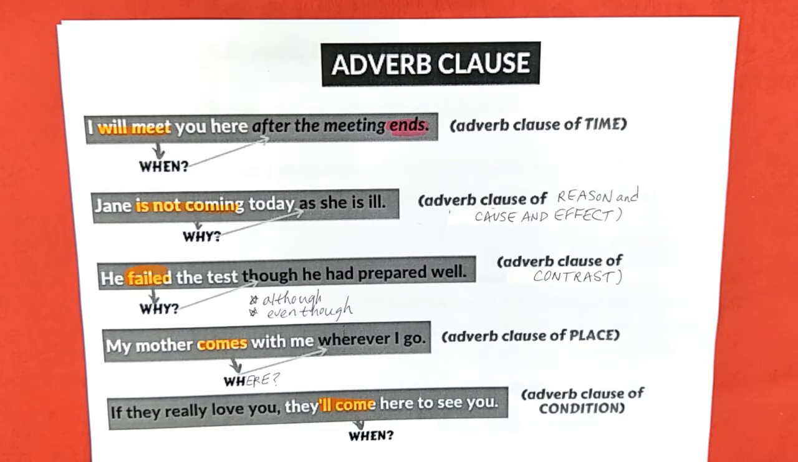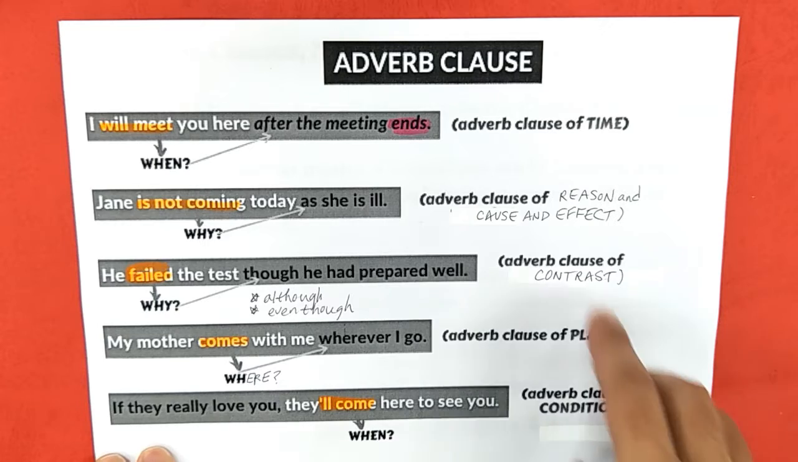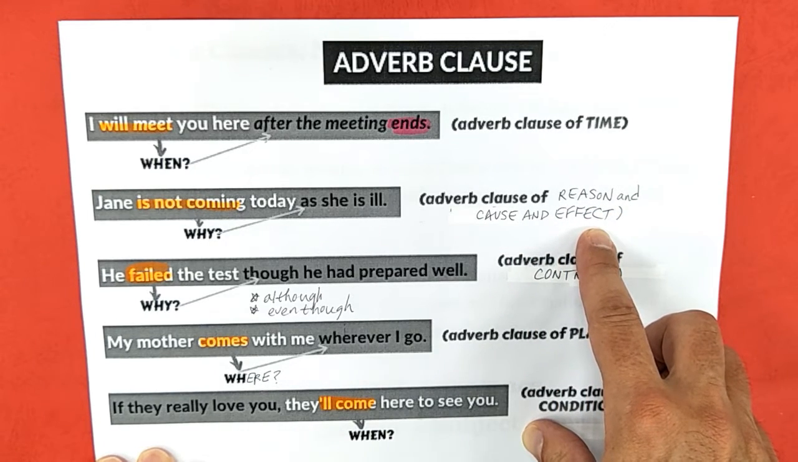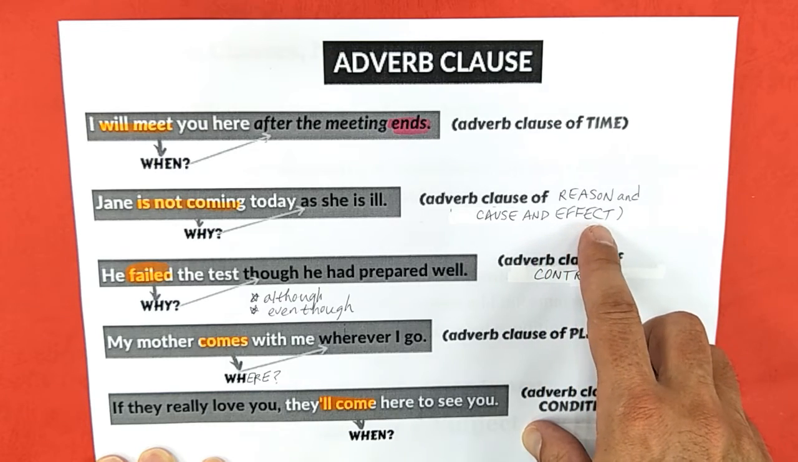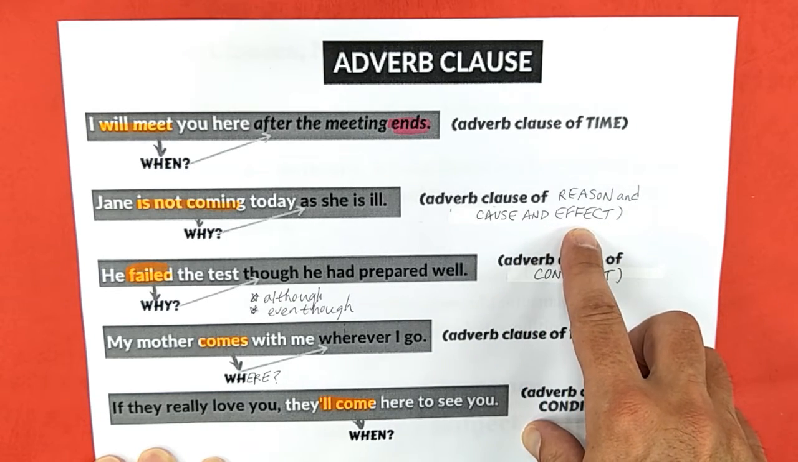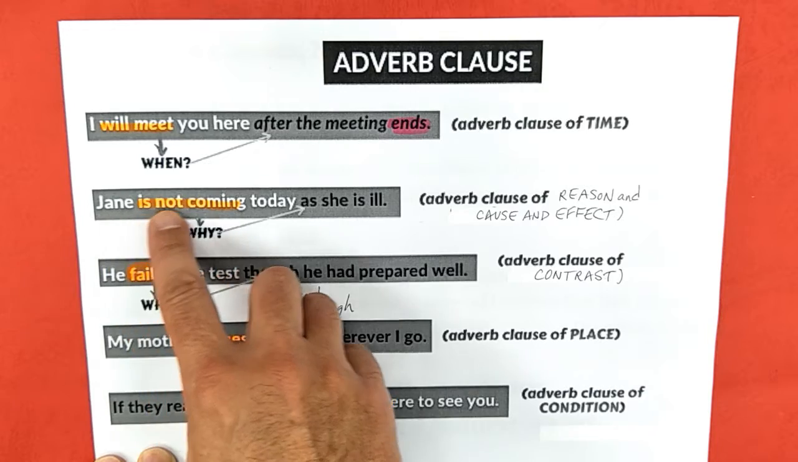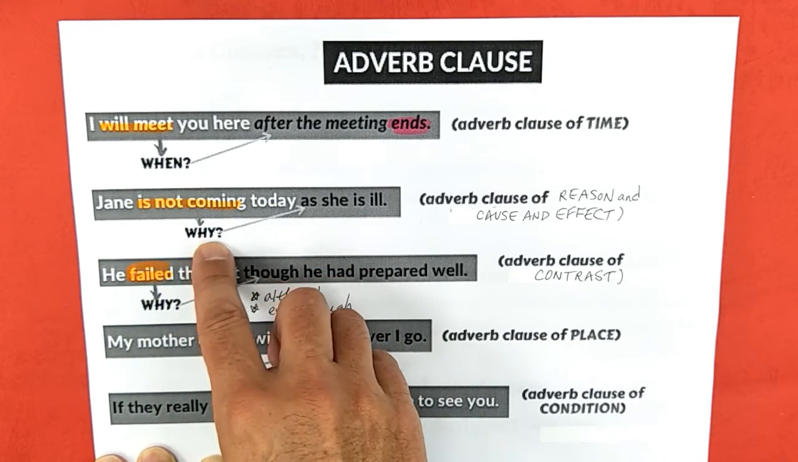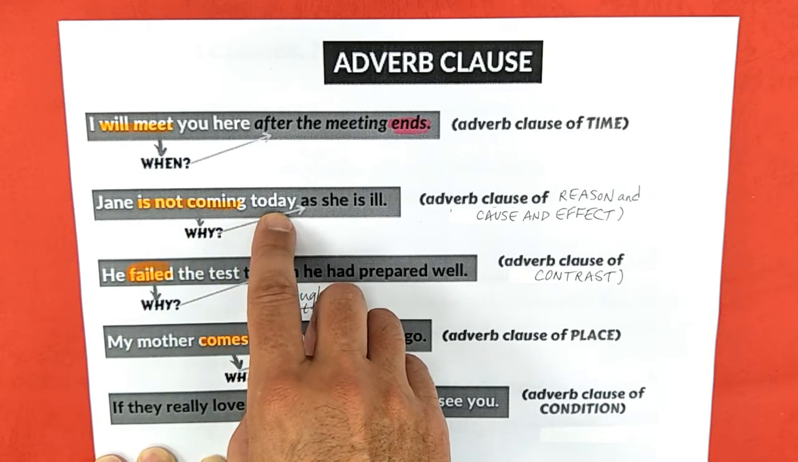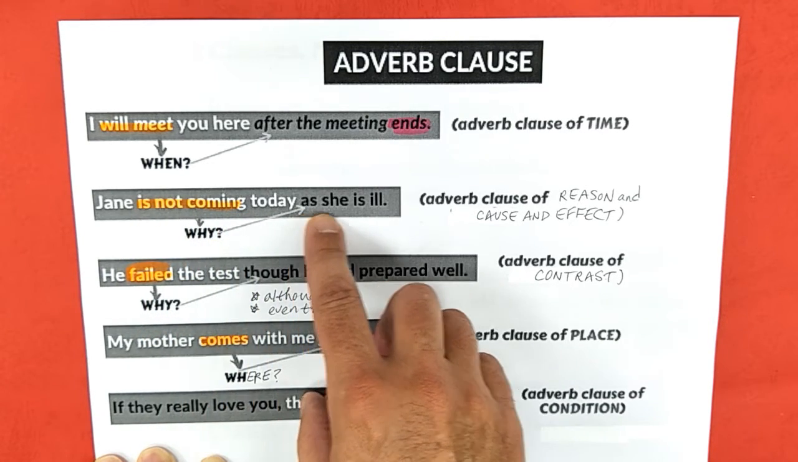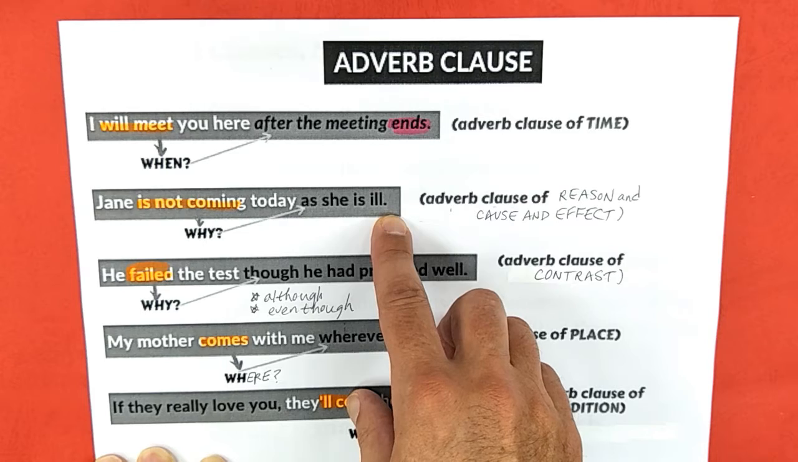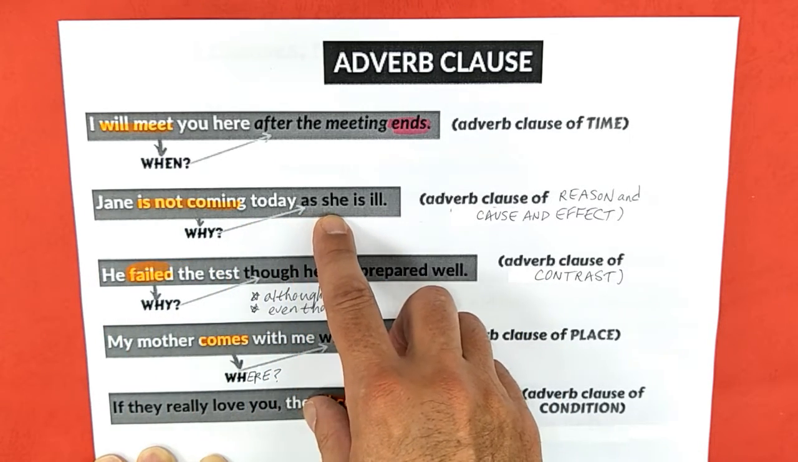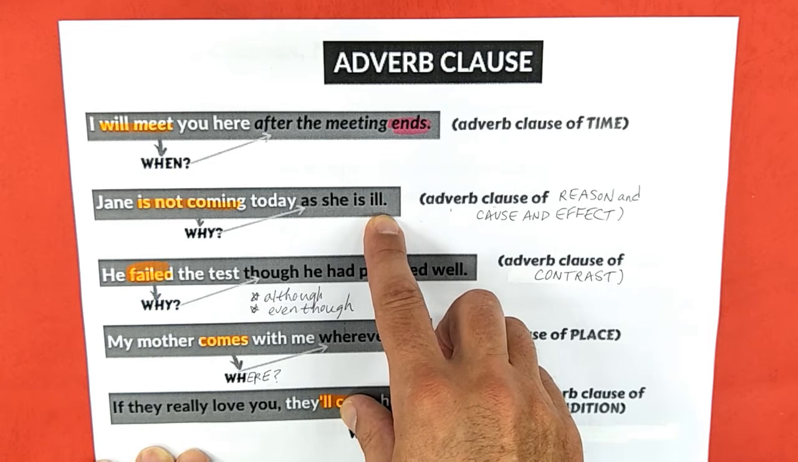Okay kids, let's look at adverb clauses of reason and cause and effect. Jane is not coming today. Why is she not coming? Why? As she is ill. Jane is not coming today as she is ill.